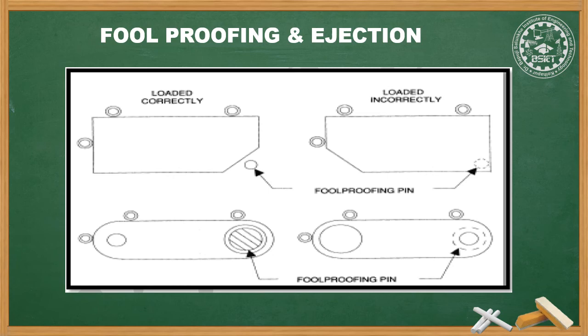The main reason for ejection is that whenever we want to increase productivity, or whenever there is mass production, ejection is necessary, and it can be achieved by plungers actuated hydraulically or pneumatically, or by spring-loaded cams, etc.